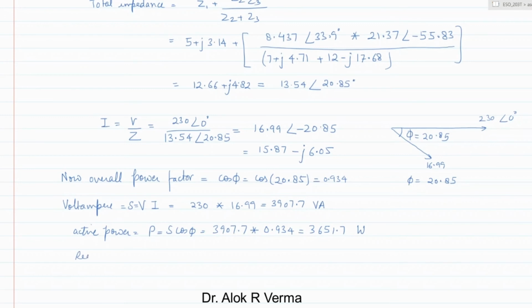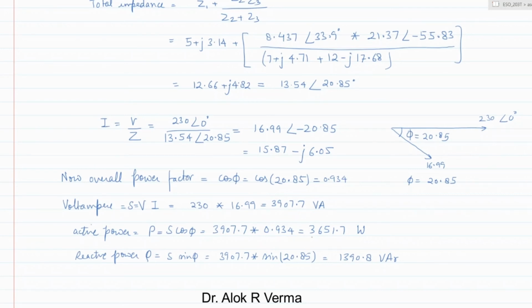and the reactive power Q is calculated as S sin phi. This is 3907.7 into sine of 20.85, which is nothing but 1390.8 volt ampere reactive. So you have to pay attention to the units also.